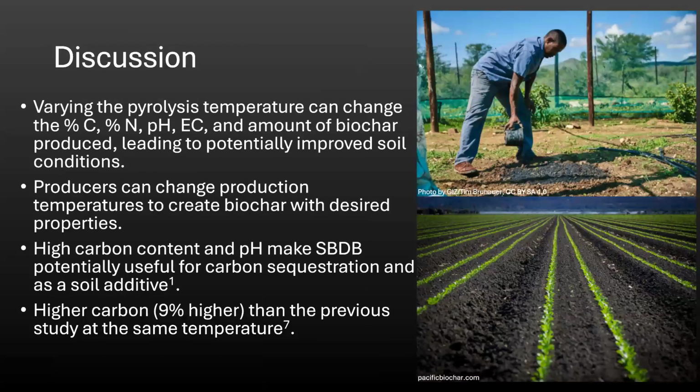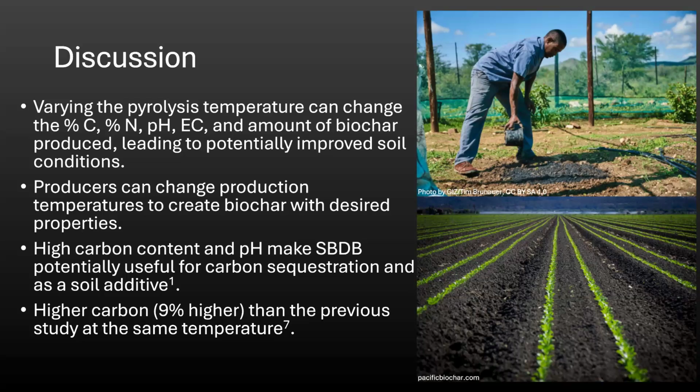For the discussion, varying the pyrolysis temperature can change the percent carbon and nitrogen, pH, electrical conductivity, and the amount of biochar produced, and you can potentially use that for improving soil conditions. Producers can change their production temperatures to create biochar with their desired effects. For example, if you want high pH, make it at a higher temperature. If you want lower pH, make it at a lower temperature.